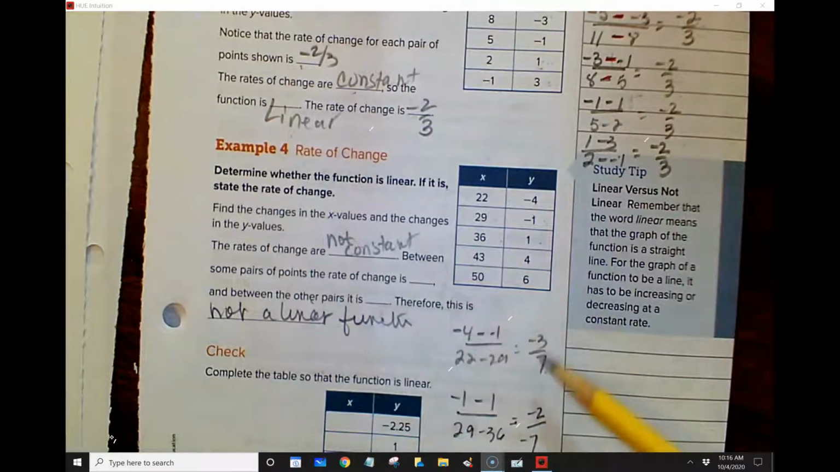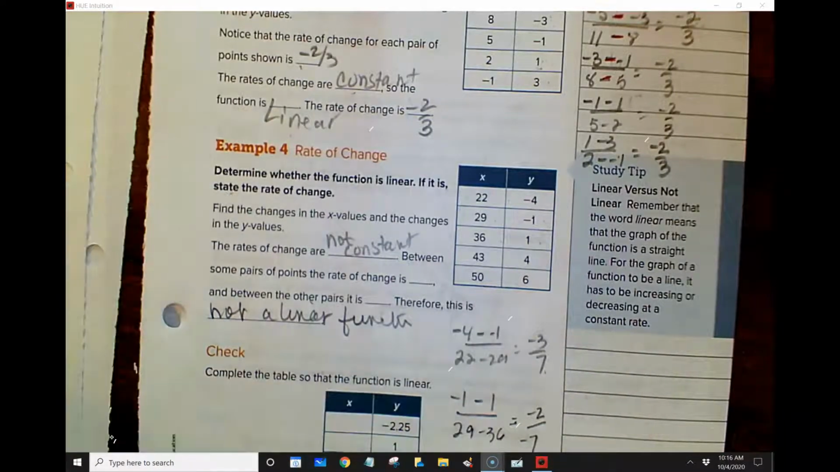Because, and I just stopped. You could have kept on going, but I just stopped. I'm like, they want us to determine if it's linear. I found out right off the bat it's not linear, and then we go.